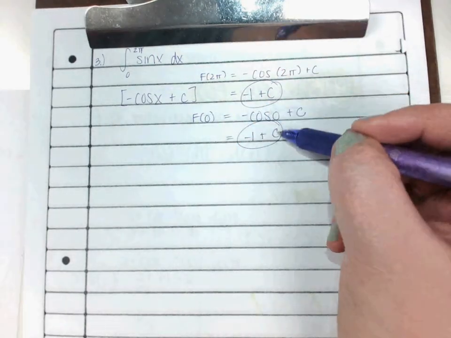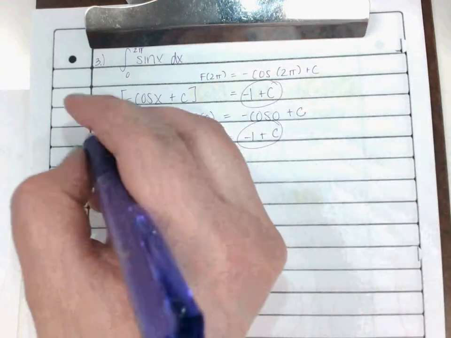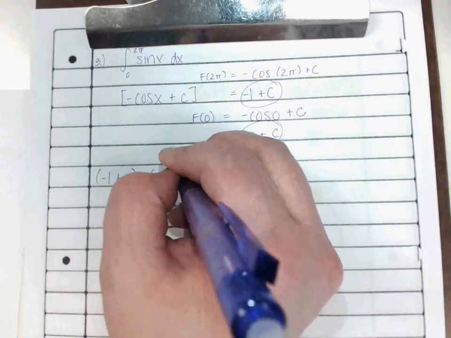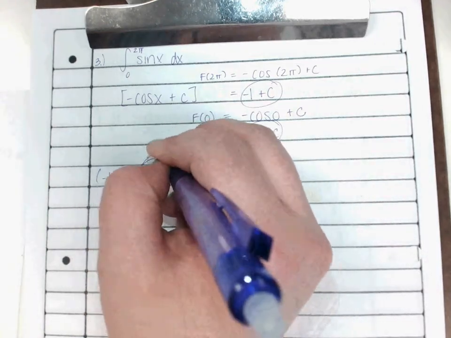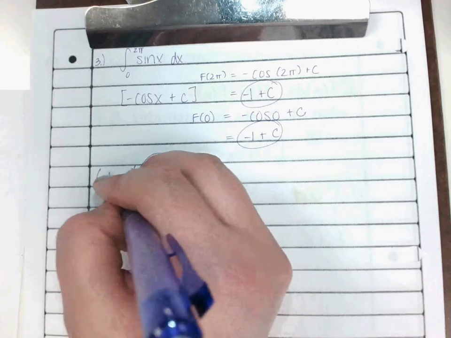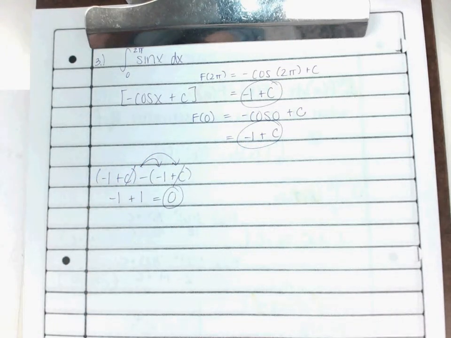Then what do I do with these two? Subtract. So I'd have negative 1 plus c minus negative 1 plus c. 0. Okay, the c's cancel out. Negative 1 minus a negative is a plus 1. How did I get 0? Is this true? Oh, wait, it does not exist. Think about the graph. The graph goes up and down, up and down.